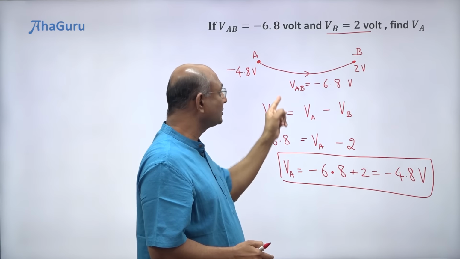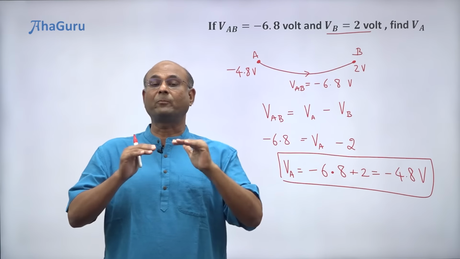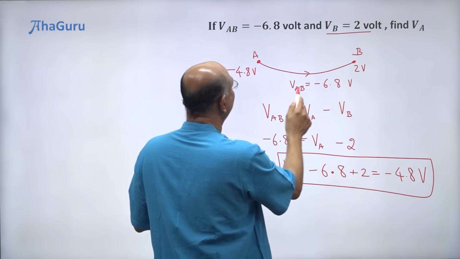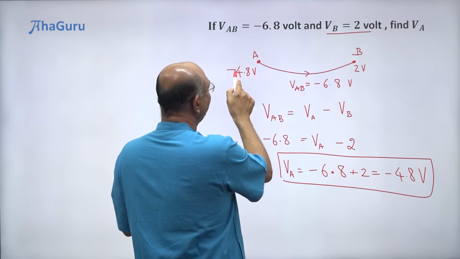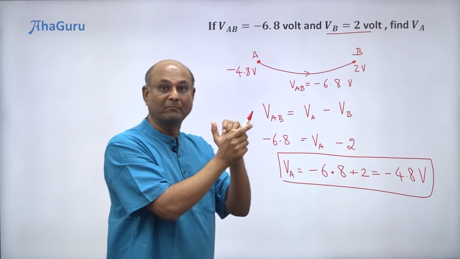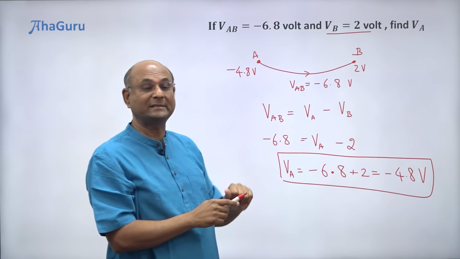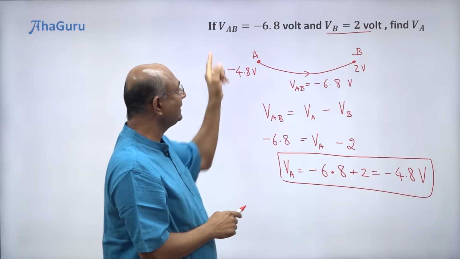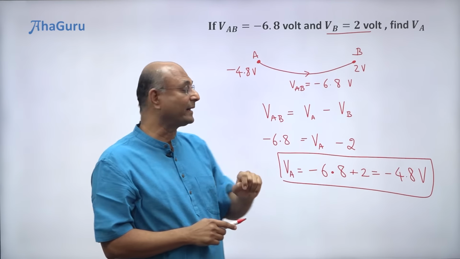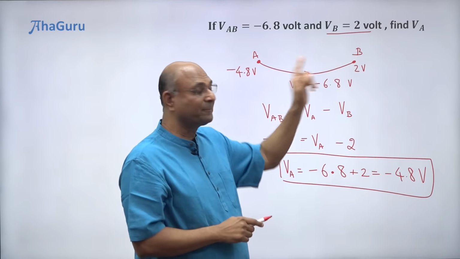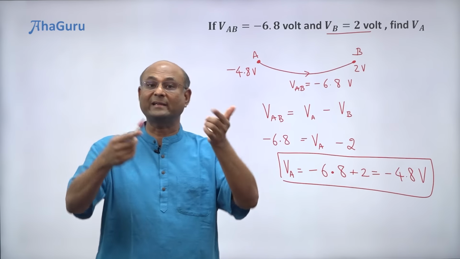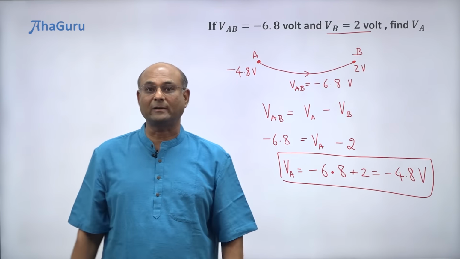So when you say potential drop is negative, what does it mean? The potential is actually increasing. So the potential drop is negative. So from minus 4.8, you have dropped by a negative number, which means you have risen by 6.8. So that number is going to be higher. So minus 4.8, that number is 2, higher, right? So potential drop is negative means the final potential is higher than the initial potential.